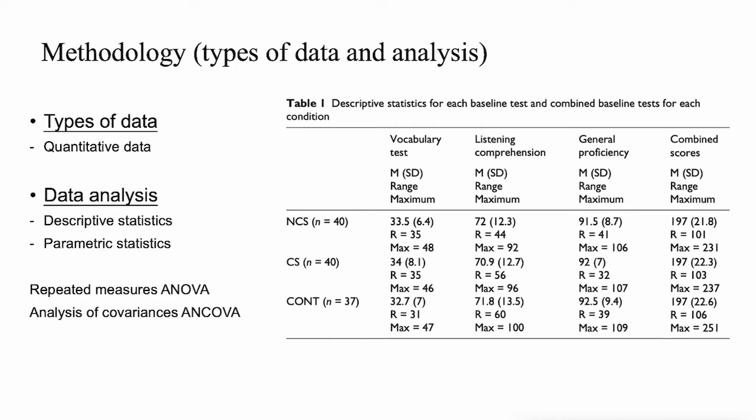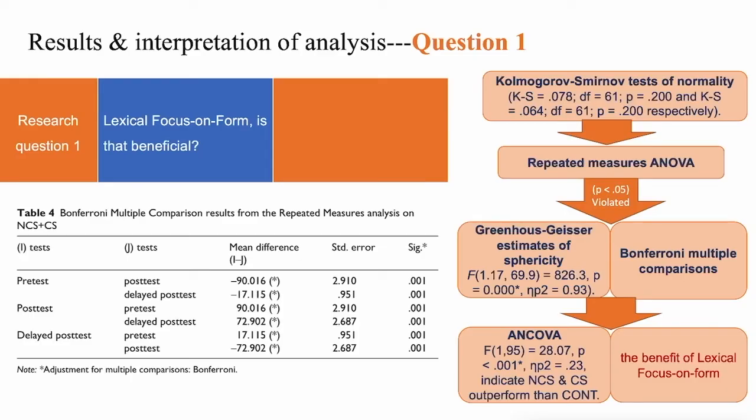As I said before, the researchers use a quantitative research method, so they collect quantitative data. Also, the researchers further process the data and obtain descriptive statistics, which were presented in Table 1, while parametric statistics will be covered in my upcoming presentation. So we turn to the next part, results and the interpretation of analysis.